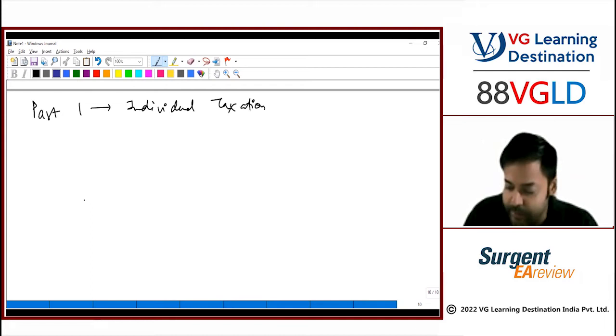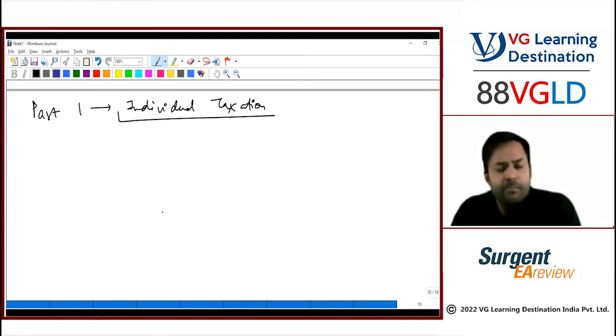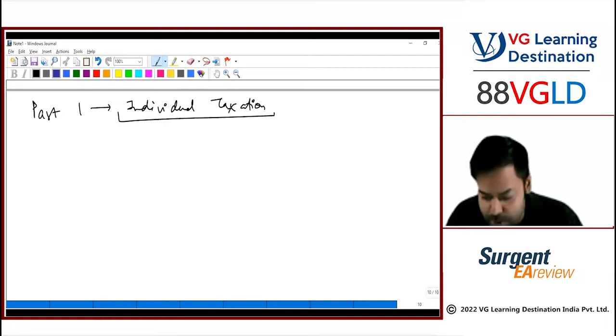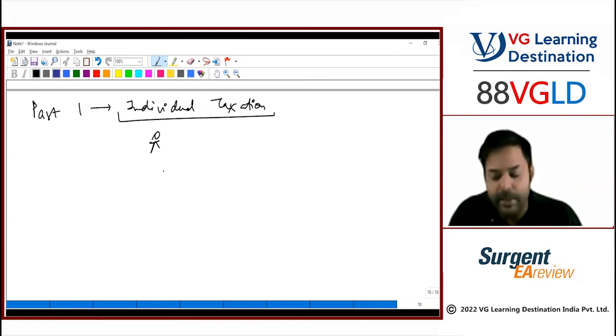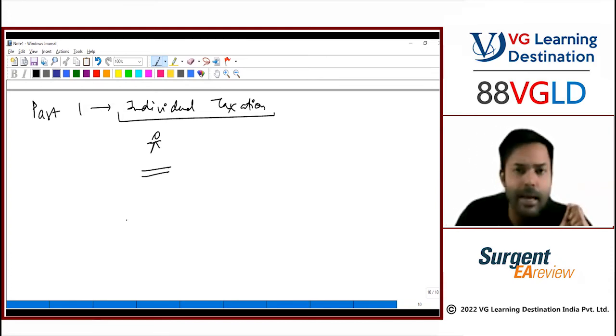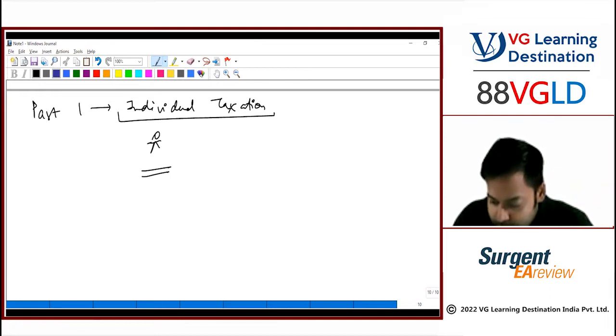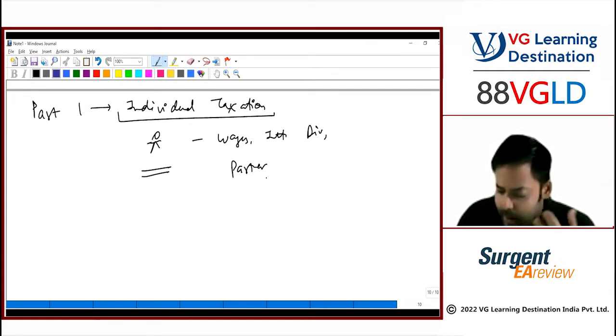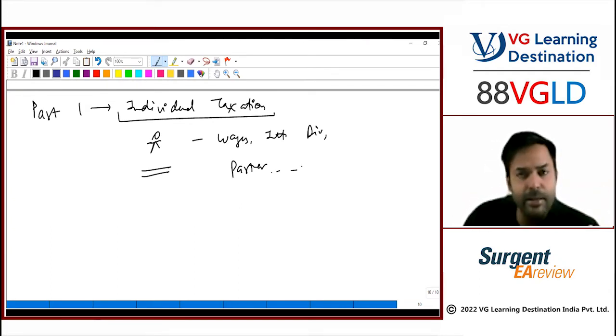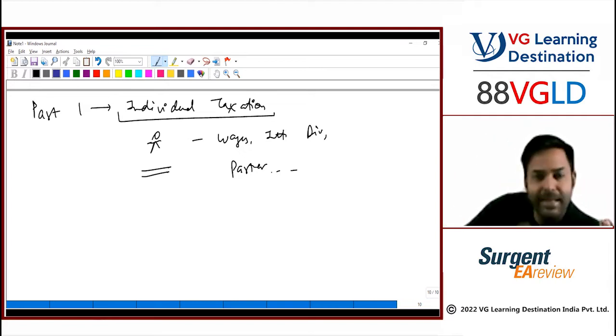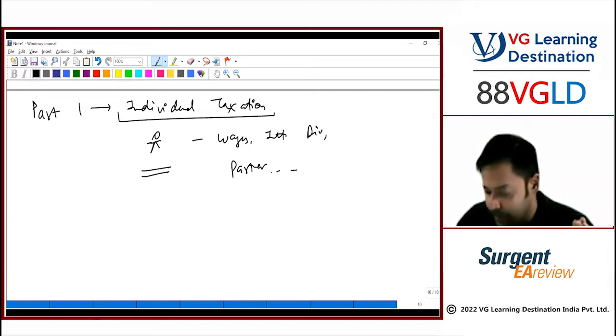When we talk about individual taxation, that means we are talking about just you and I, anyone who is just an individual, and we are talking about the individual taxation only. It could be income, your wages, interest, dividends, or income as a partner somewhere. Any income could be coming in. So part 1 is all about the taxability of that individual only.